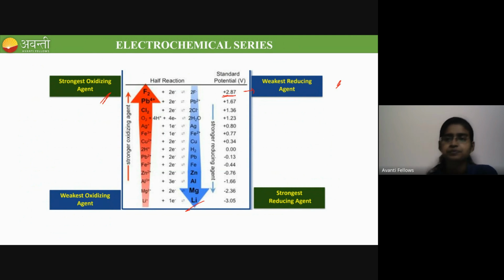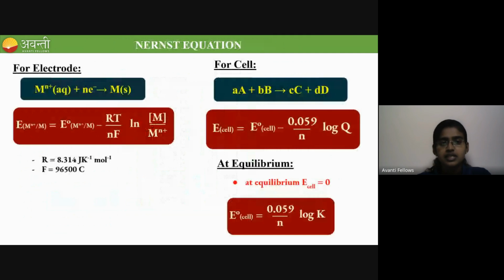Now moving on to the next thing, that is the Nernst equation. We have three formulas for the Nernst equation. First, for an electrode, that is if an ion is gaining some electrons and getting converted to a metal, then the Nernst equation for such an electrode species is E is equal to E naught minus RT by nF ln concentration of the metal by the concentration of the metal ion. Here the R value is 8.314 joule per Kelvin per mole and Faraday's constant is 96,500 coulomb.